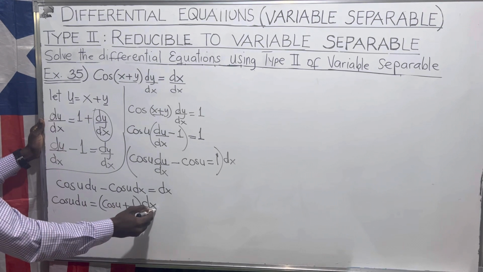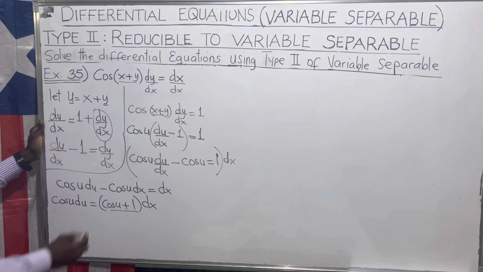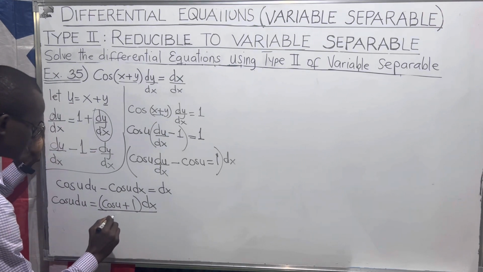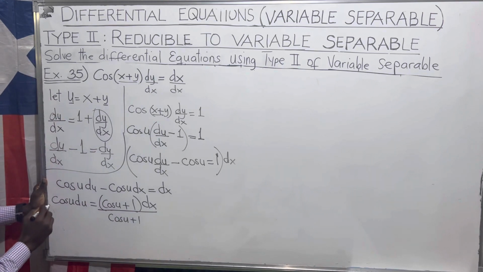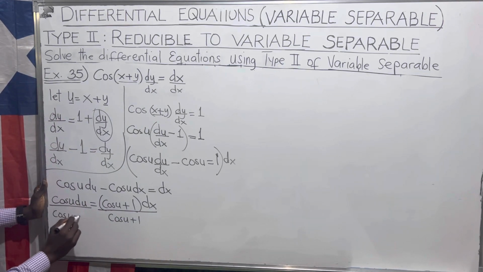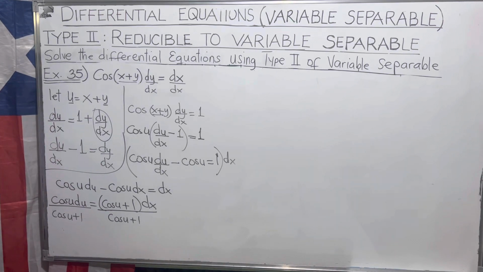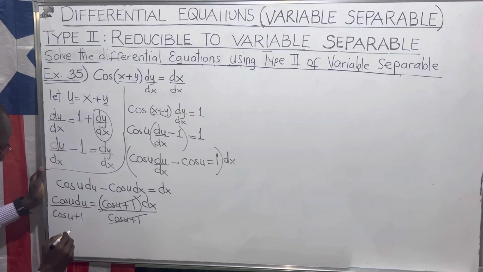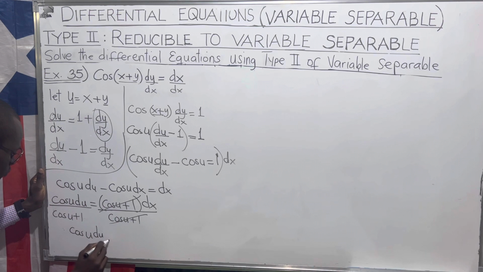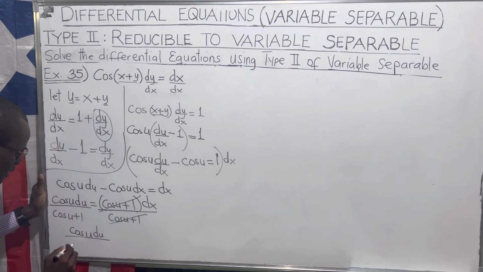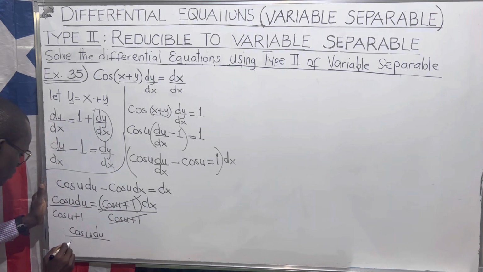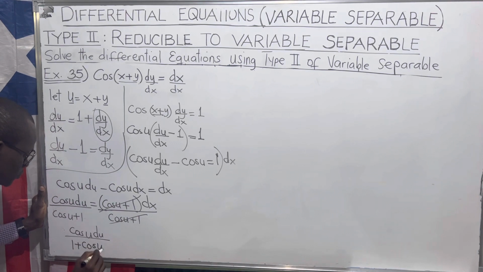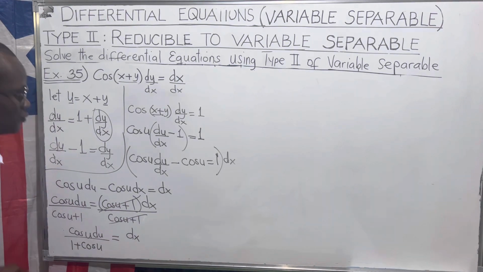Now, this is dx, so every other expression here must be in x. Since this is cos of u plus 1, we must divide it on both sides. So we have cos of u plus 1 divided by cos of u plus 1, so they cancel out. We have cos of u du all over cos of u plus 1, which is the same as saying 1 plus cos of u, whatever the case might be, all equal to dx.